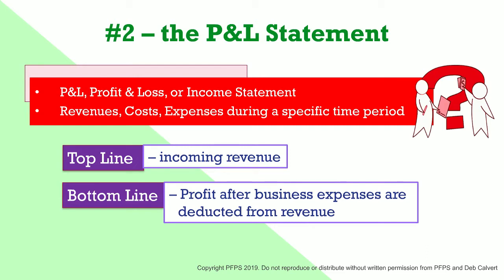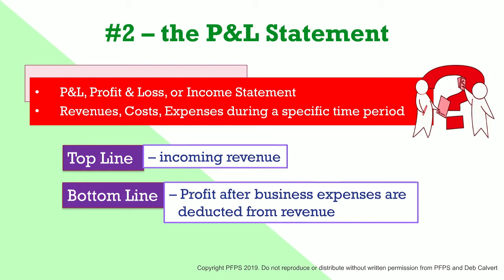It's called a P&L statement or an income statement because it focuses on what needs to be done going forward to improve the profitability of the organization. So the P&L provides the top line and the bottom line for a company. Anytime you hear the term top line, that's referring to the incoming revenue. The bottom line refers to the profit.